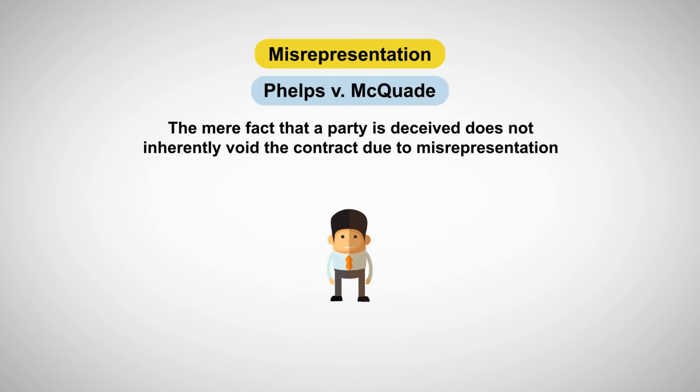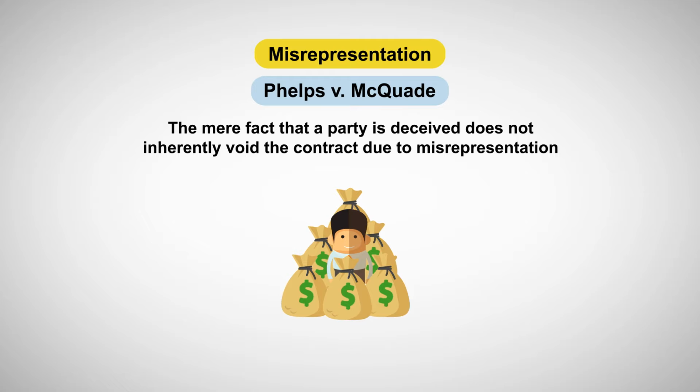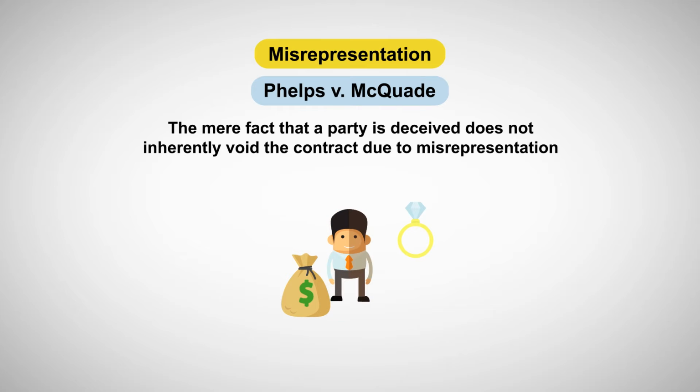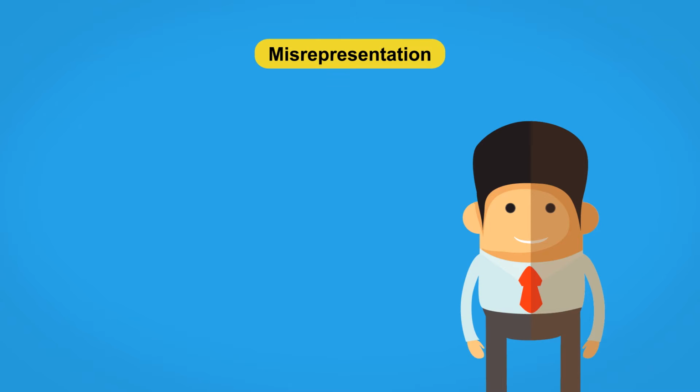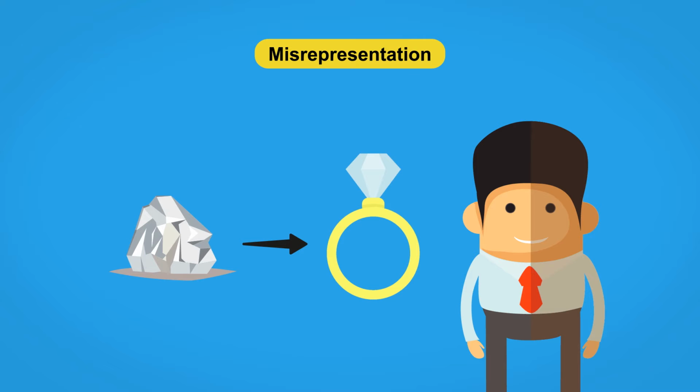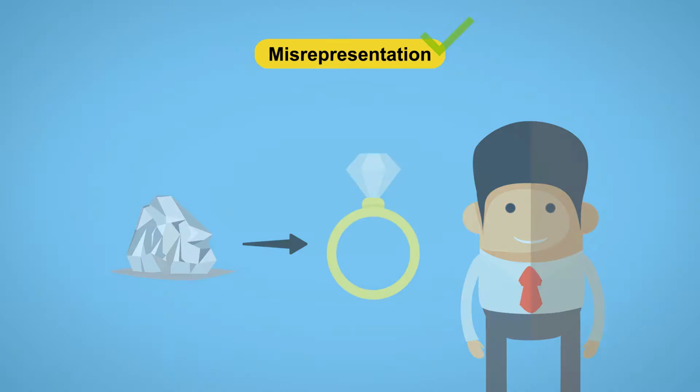In Phelps v. McCade, for example, the court held that overstating one's wealth to secure a financing agreement to purchase jewelry did not make the contract unenforceable. The purchaser's wealth status was not considered an essential component of the agreement, and so lying about it was not a material misrepresentation. In contrast, if a seller sells cubic zirconium but represents it as a diamond, there's no question that it would qualify as material misrepresentation, as that falsehood goes directly to the nature of the item being sold.